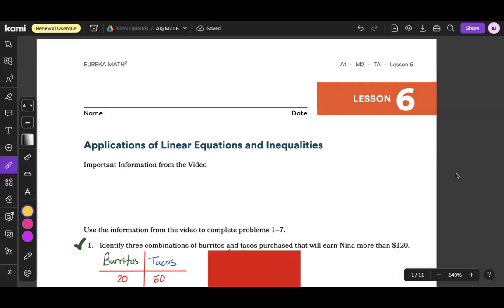Lesson six, application of linear equations and inequalities. This is going to be kind of summarizing everything we've done in topic A, talking about discrete versus continuous information, inequalities, and equations in two variables. So we're going to start with a video.